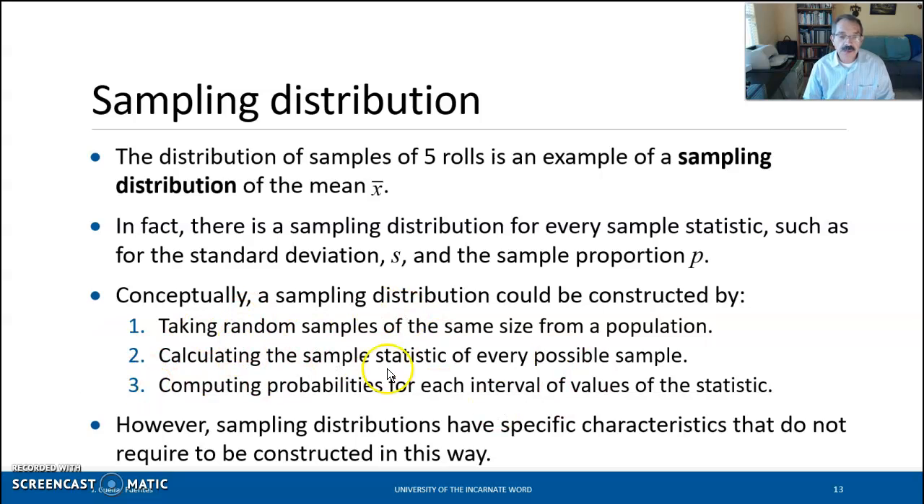Now, this way of constructing the sampling distribution is not necessary, because sampling distributions have very specific characteristics that do not require this brute force approach to construct. And what we're going to focus on is the sampling distribution of the mean only. Later on, we'll talk about the sampling distribution of the proportion, and much later in the course, we'll talk about the sampling distribution of the standard deviation.